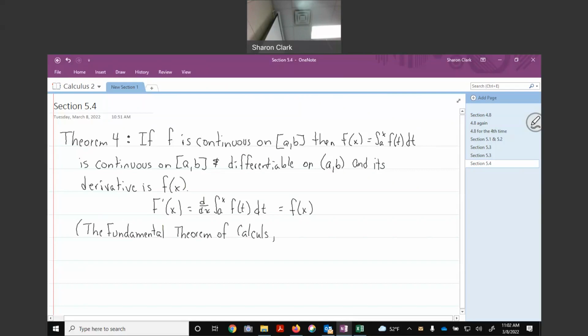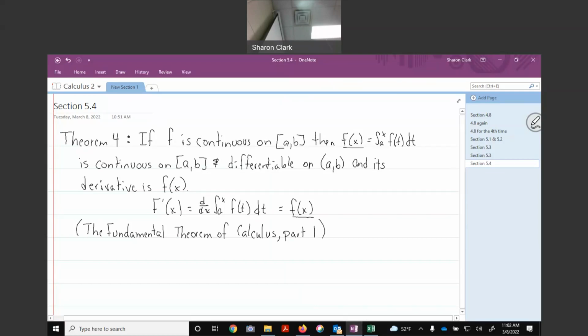That's the capital F. Remember we talked about that. That's the original function. We did that at the very beginning. Capital F is the original function. Little f is the derivative. But this is the derivative, and this capital F is the antiderivative or the original function. Part 1.